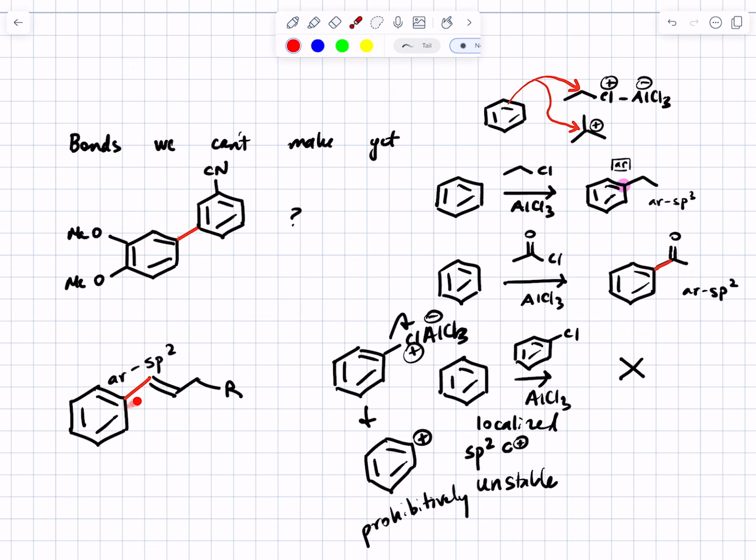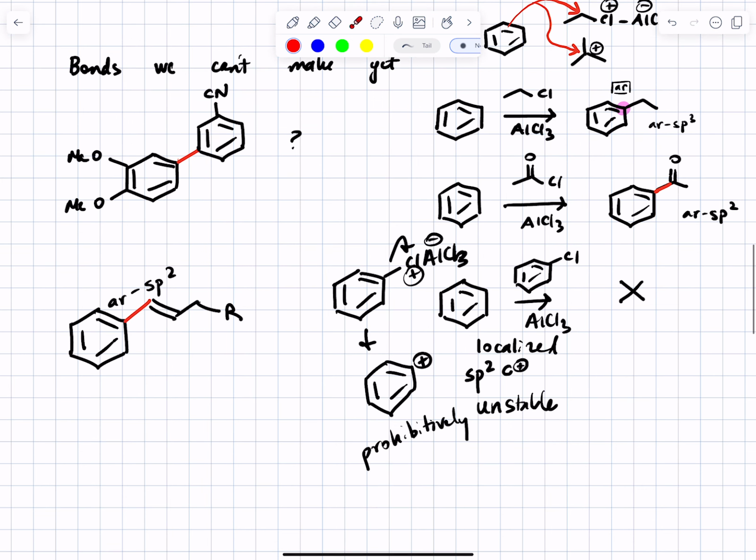But what if we wanted to make it directly? Again, it's got a similar problem. If you tried to do a Friedel-Crafts reaction on an alkyl halide with an alkene in it, you'd end up having to go through a carbocation intermediate that's too unstable. So we need some alternative methods.